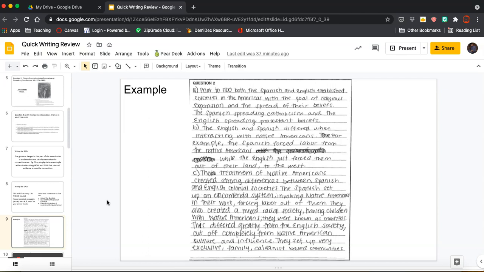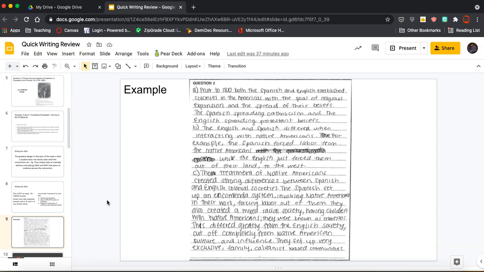Part B. And see how they differentiate. That was part A, now this is part B. The English and Spanish differed when interacting with Native Americans. An example, the Spanish forced labor from the Native Americans, while the English just forced them out of their land. So the difference between settler colonialism of the English and the encomienda system of the Spanish, and the mission system of the Spanish.